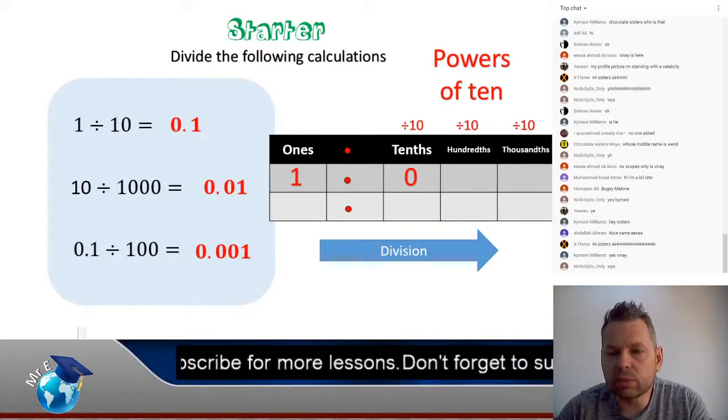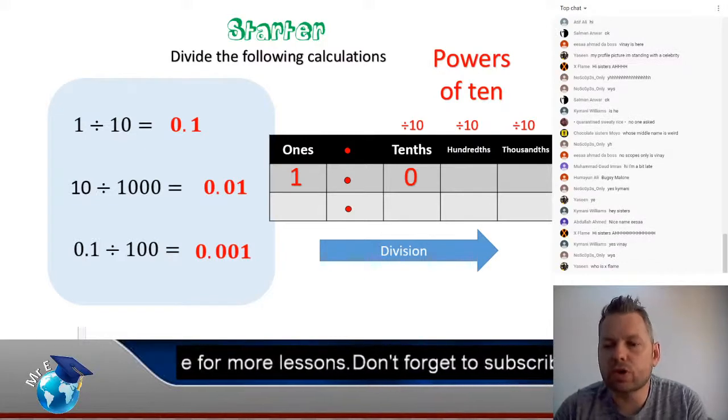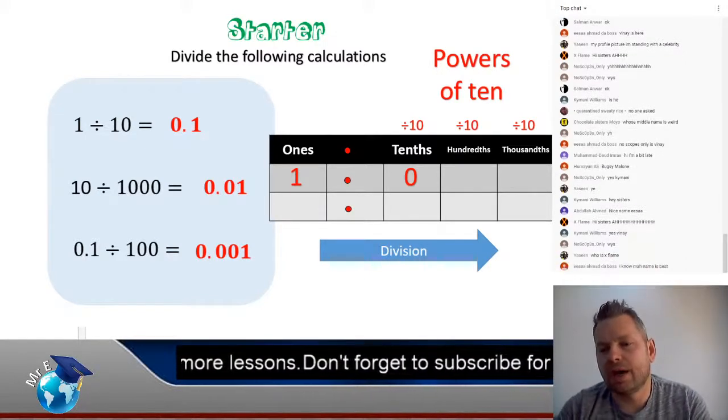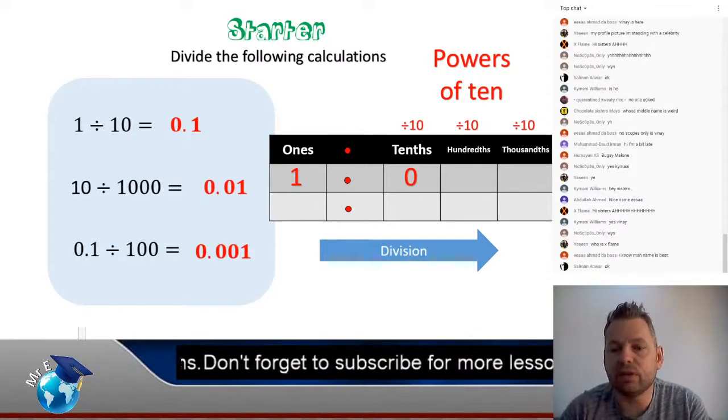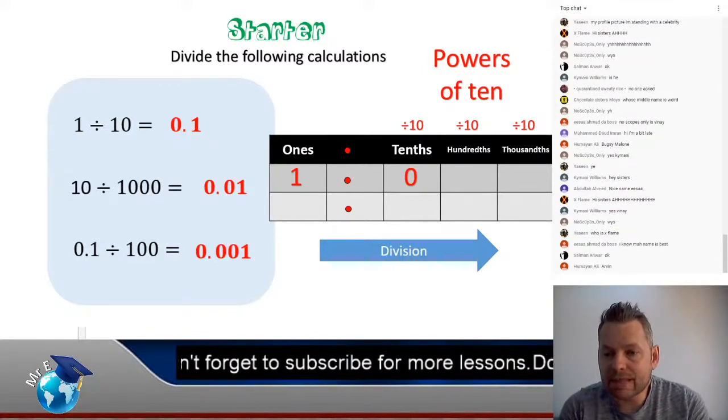Now you're probably thinking, well, why does that even matter? Because I know the trick. I know how this works. I know that if I count zeros, that's how many places I'm going to move it. And that's absolutely fine if you know the trick to it. But this is the maths behind it.